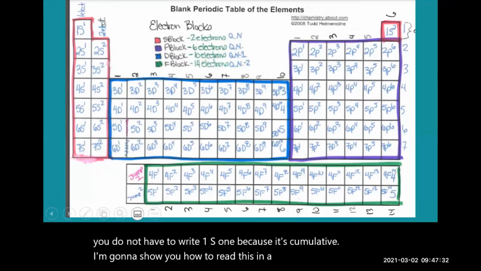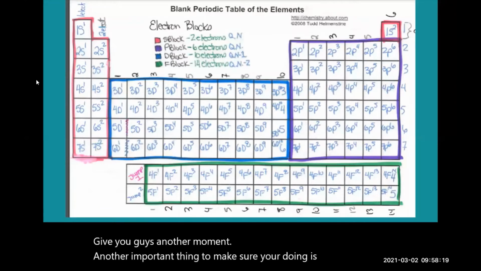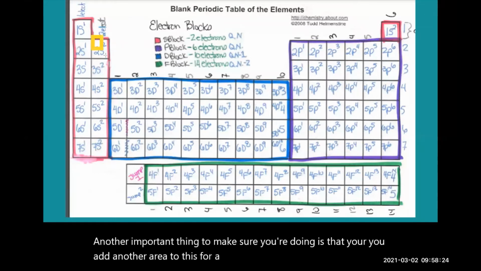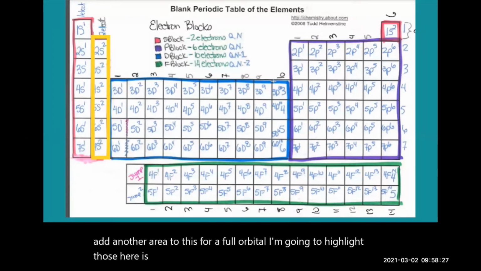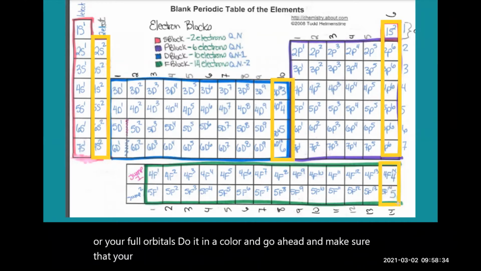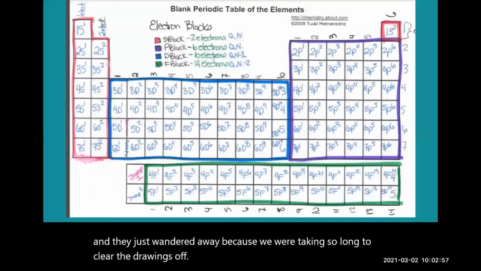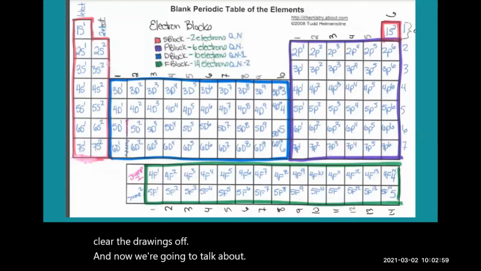Let's write these down. Another important thing to make sure you're doing is that you add another area to this for a full orbital. I'm going to highlight those here. It's the noble gas column. So the 4 that I'm highlighting here are your full orbitals. Do it in a color and make sure that you're labeling that color as a full orbital. That's going to be an important part of using and finding electron configurations in orbital maps. And now we're going to talk about how to use this to create an orbital map.